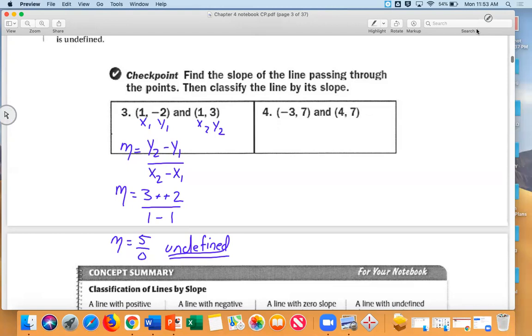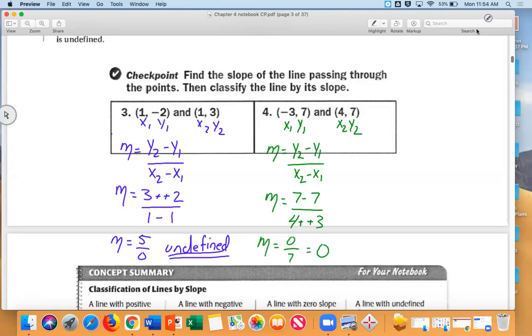Kind of thinking about the opposite there. Notice my y values are the same here. That's going to tell me that this is a horizontal line and my slope should be 0. So I'm going to label it x1, y1, x2, y2. Write my equation. Substitute 7 minus 7 over 4 minus -3. 2 negatives make it positive. So I have 0 over 7, which is 0.